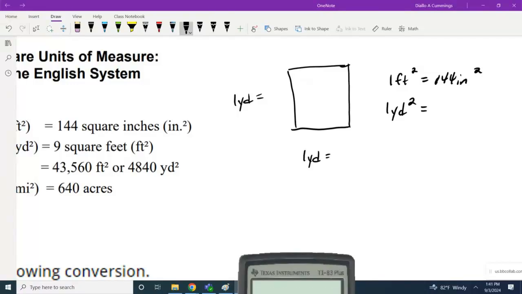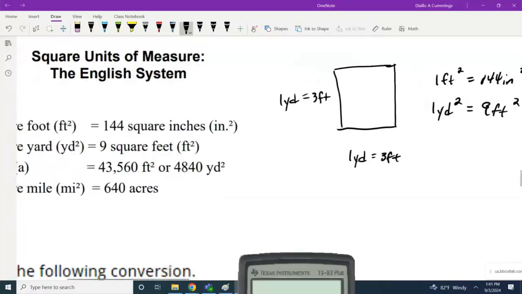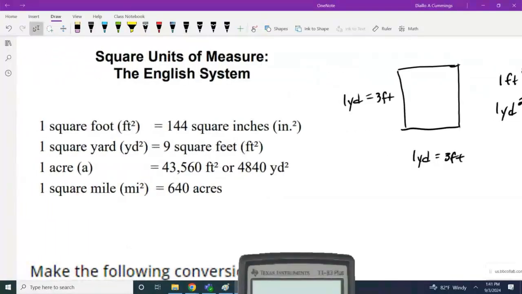I can convert yard to feet. So from our conversions earlier, 1 yard is 3 feet. So I can find that same footage in feet. So 3 times 3 is 9, so that's 9 square feet. So 1 square yard is equal to 9 square feet.